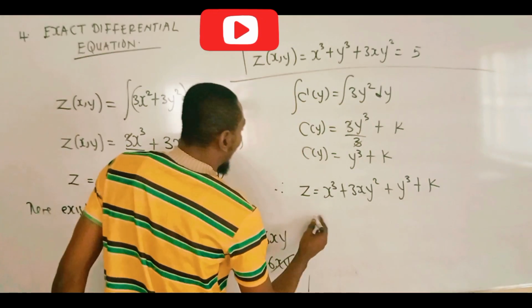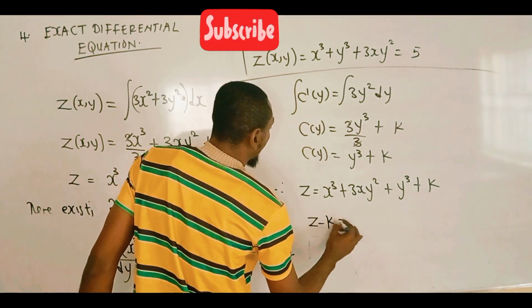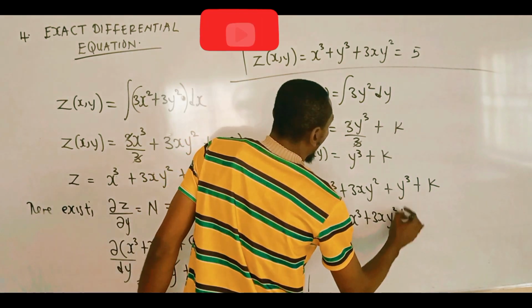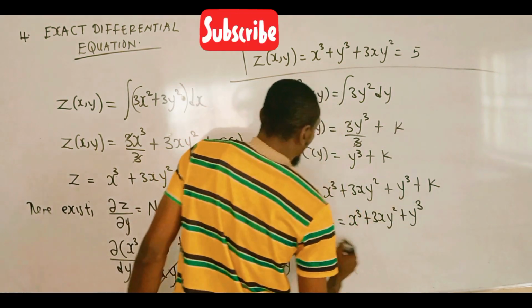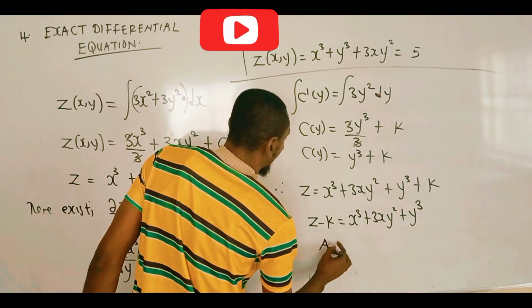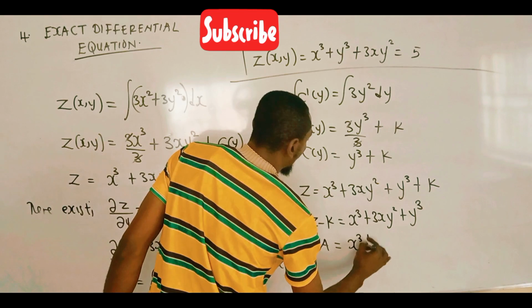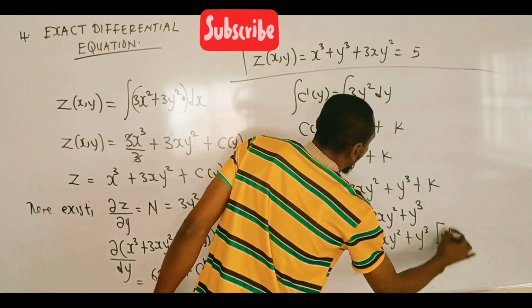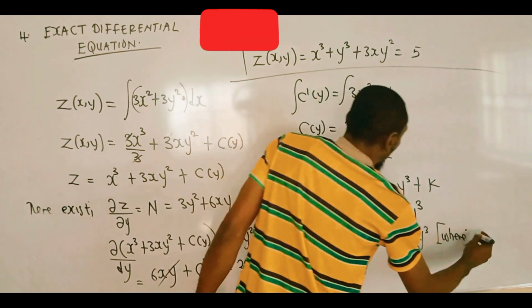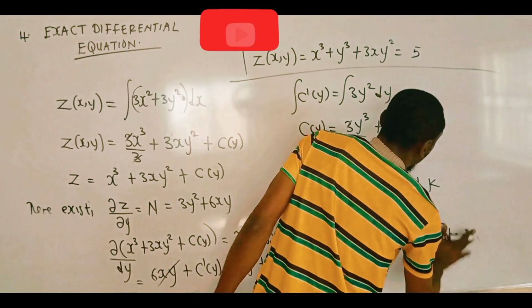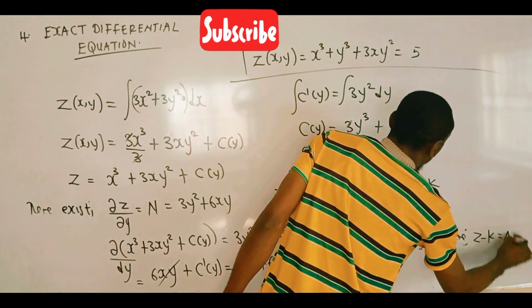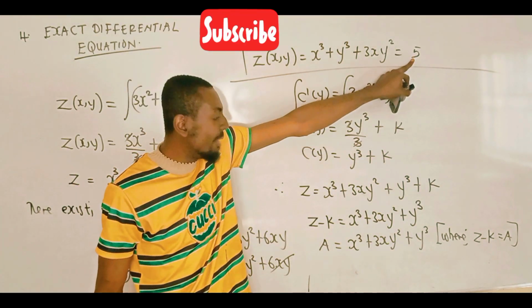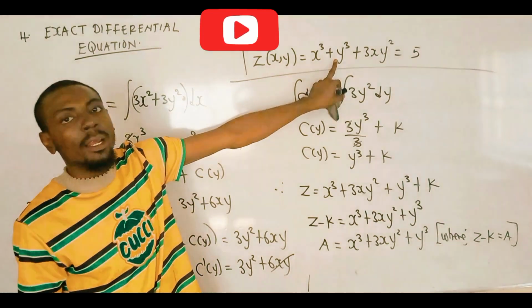But then we can take this k to bring our constants together. k will cross to this side. We have z minus k is equal to x cubed plus 3xy squared plus y cubed. So that a, which is the constant a, is equal to x cubed plus 3xy squared plus y cubed, where z minus k is equal to what? a. So a is now representing what? The constant z. So this is exactly this particular equation.